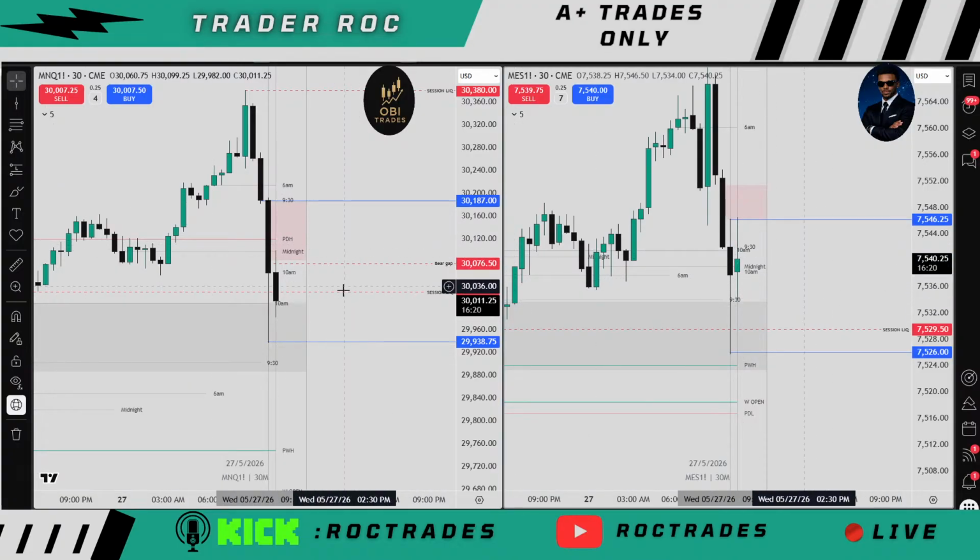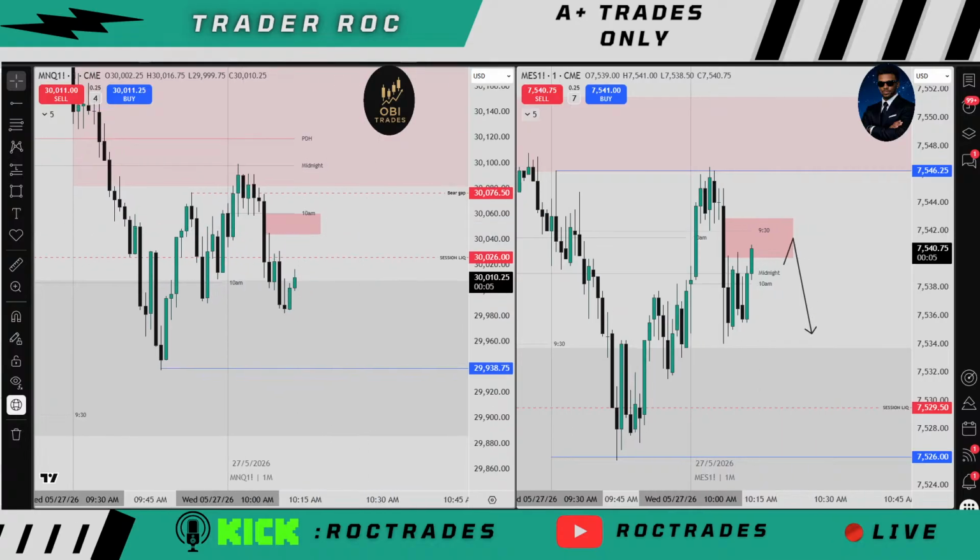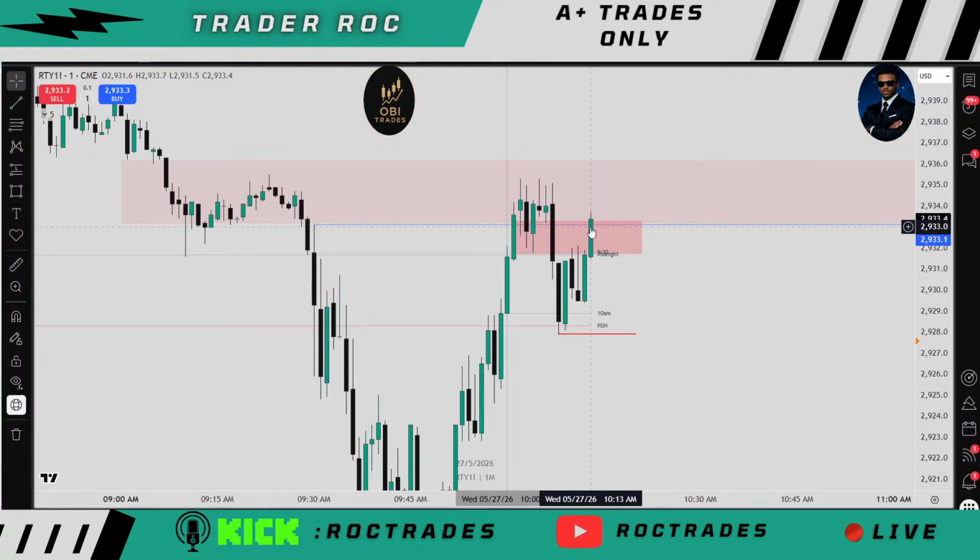Yeah, it's starting to look a little fishy here. I don't like how it's moving. We have the SMT off that 930 high, gap fill. Just want to see a proper rejection here, man. Oh, it's about to flip it. Ben, you're about to get slapped in the face, bro. RTY is telling us something different here.